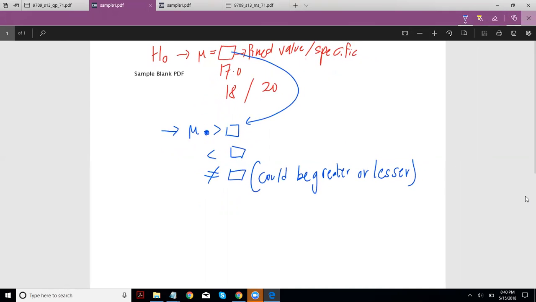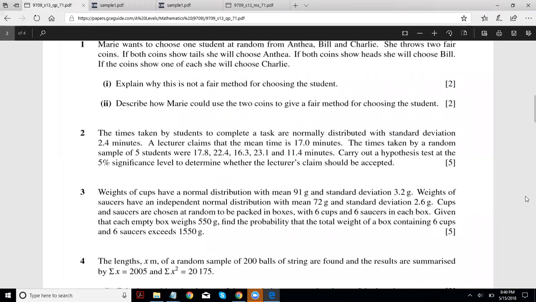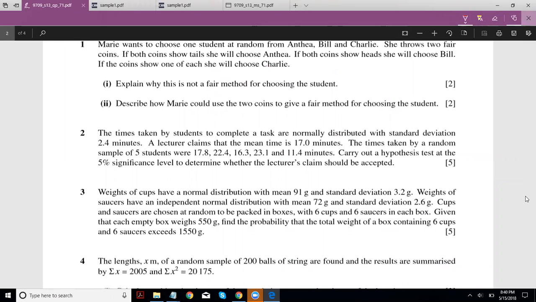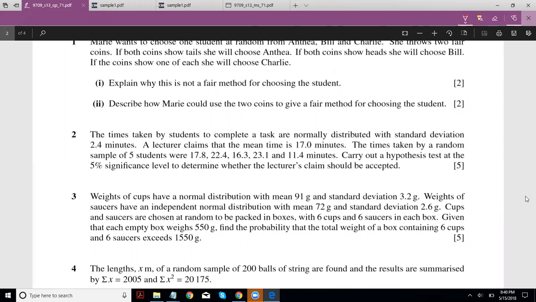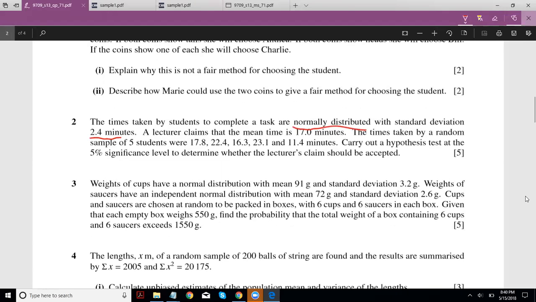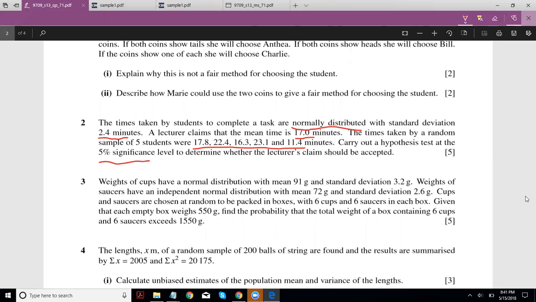That's the idea. Now, in this particular question 2, it was a little tricky to figure out what the null and alternative hypotheses were. It says the times taken by students to complete a task are normally distributed with standard deviation of 2.4 minutes. A lecturer claims that the mean time was 17. The times taken by a random sample of 5 students were these. Carry out a hypothesis test at a 5% significance level to determine whether the lecturer's claim should be accepted.